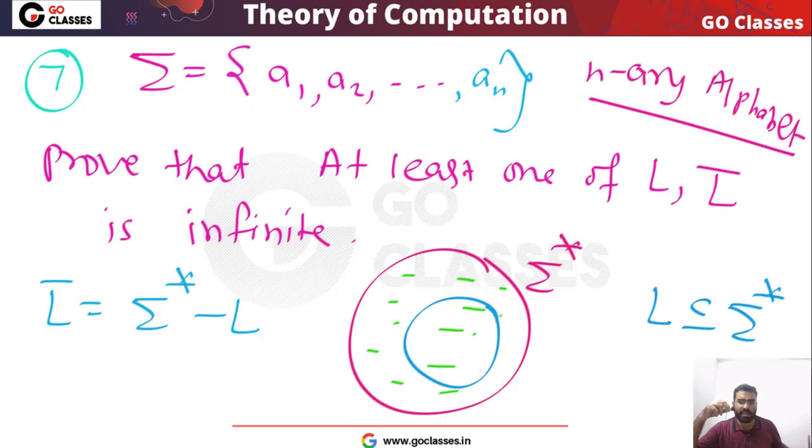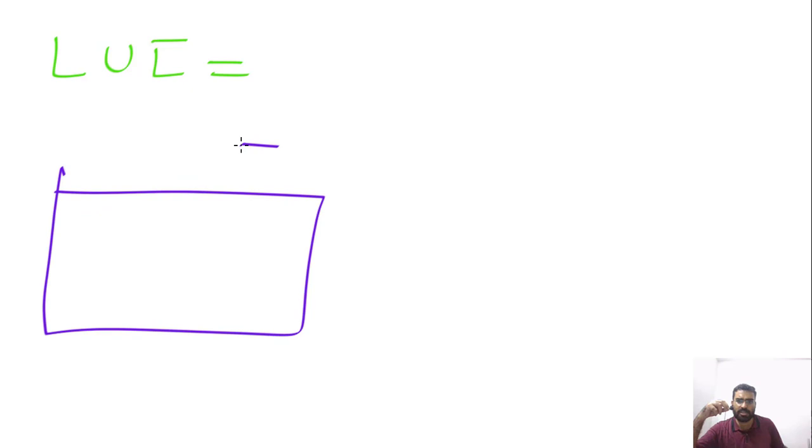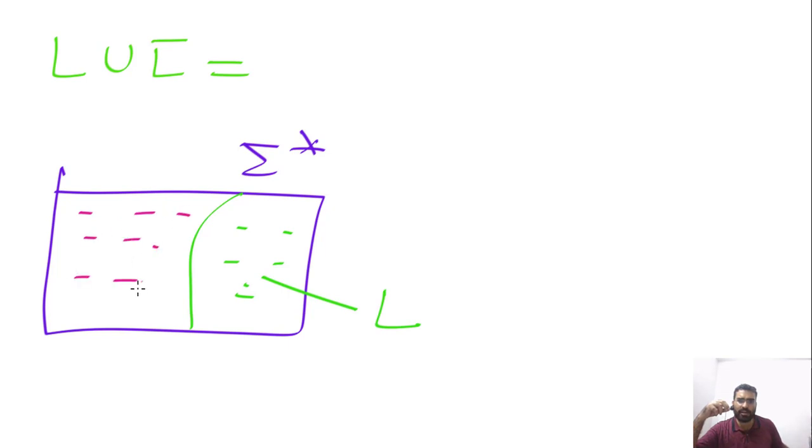So what can we say about L union L complement? Let us assume this is your sigma star, and let's assume this set of strings is L. Then what is L complement? L complement is those strings which are not in L. So this is the L complement. You can clearly see that L union L complement will be the universal set, and the universal set is sigma star. So L union L complement is sigma star.